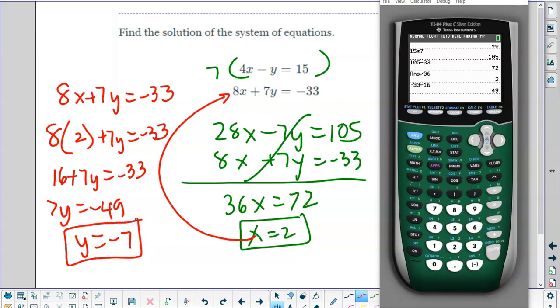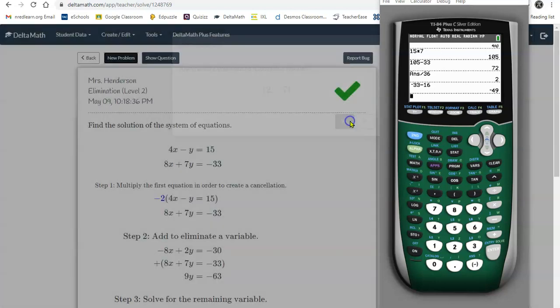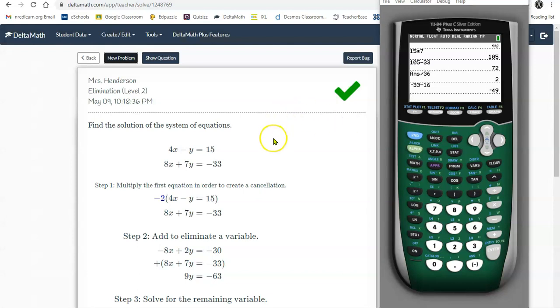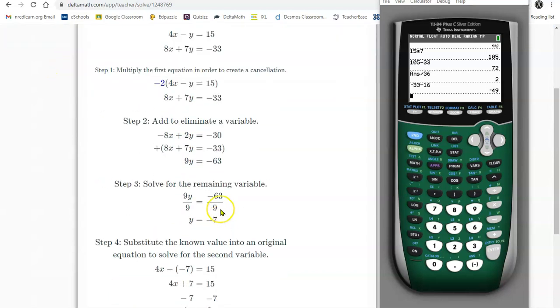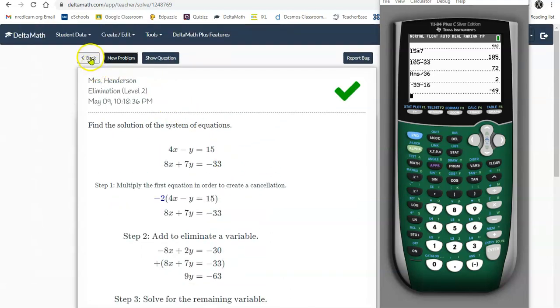Divide both sides by 7. All right, so there's my answers: 2 and negative 7. Go back. X is 2, y is negative 7, and submit. There you go. Oh, they chose to cancel out their x's. So they used a different method, but we both got the same answers. They chose to eliminate a different variable first.